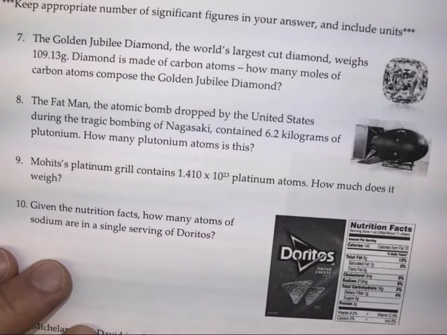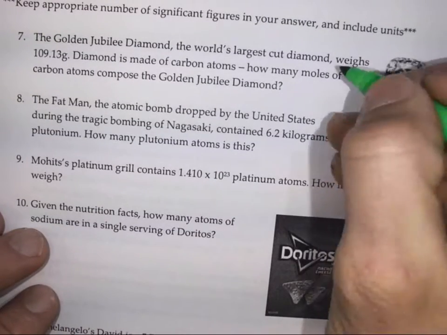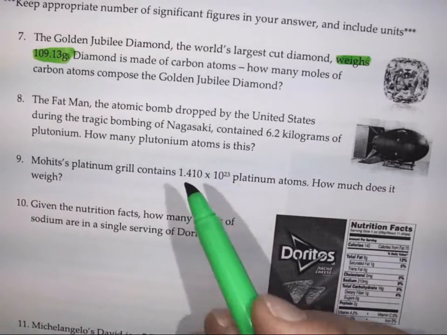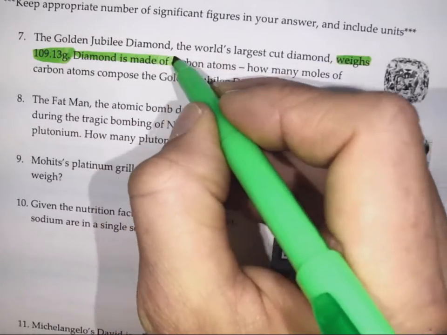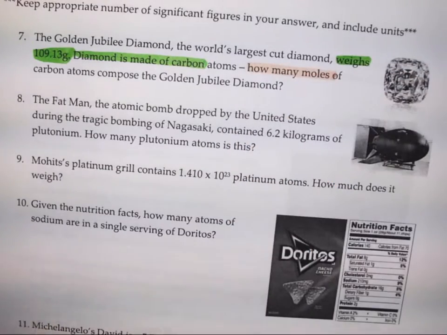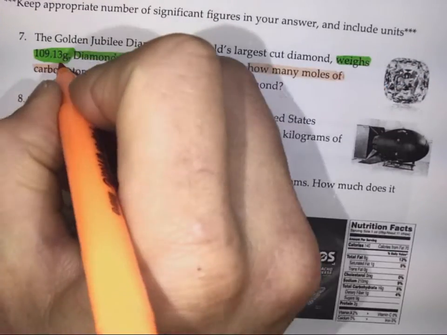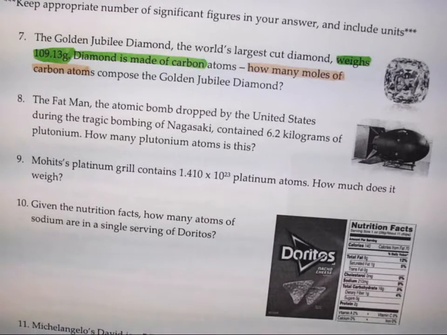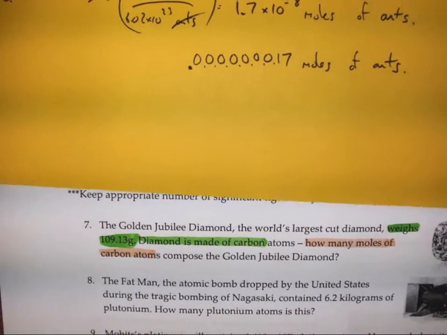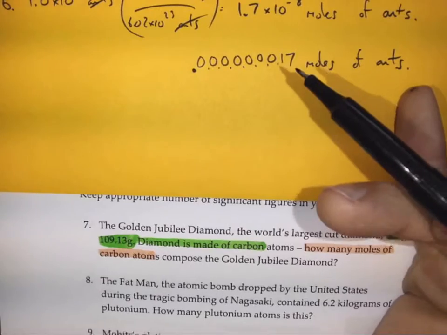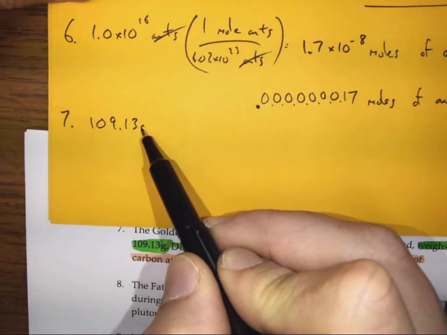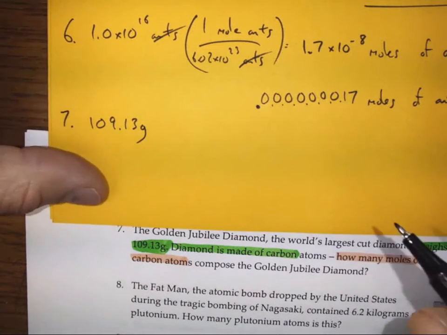So question 7 gives us a value, a weight of 109.13 grams for the world's largest cut diamond. And we're also given that diamond is made of carbon, if you didn't know that. The question asks for us for how many moles of carbon atoms. All right. Well, to do that, we will start, I think, well, we're given a mass. So we'll start by writing down question 7. We've got 109.13 grams of a diamond.